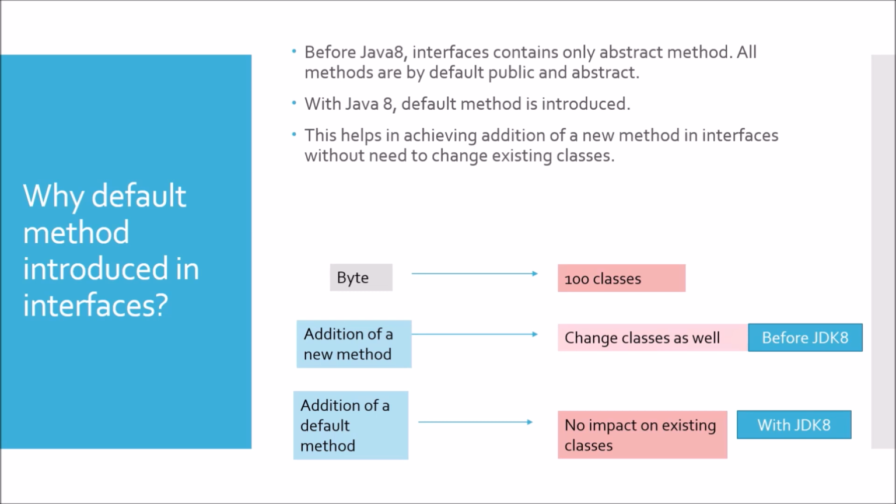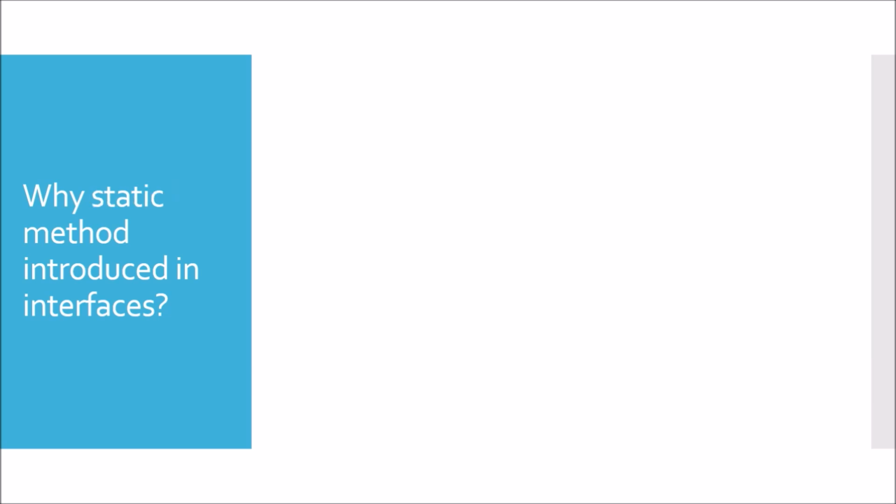Similarly, the next question will be why static method is introduced in interfaces. Moving to next question. Why was the static method introduced in interfaces? If you want to provide a default implementation which can't be changed, make it static in interfaces. Also, this static method has a body in the interface.